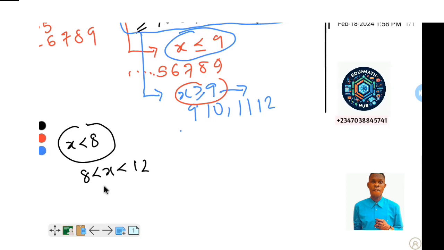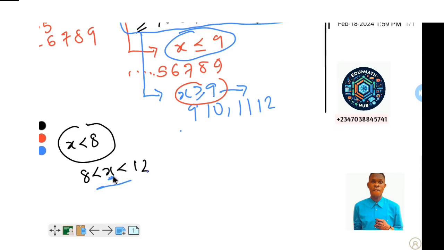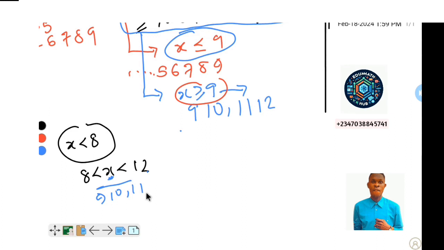In this case, it means that 8 is less than x. If 8 is less than x, that means x is bigger than 8. That's just a simple analogy. But that same value of x is less than 12. So we need numbers that are greater than 8 but less than 12. So in this case, x can be 9, 10, 11. You can see 11 is less than 12. So the values of x can be 9, 10, 11.